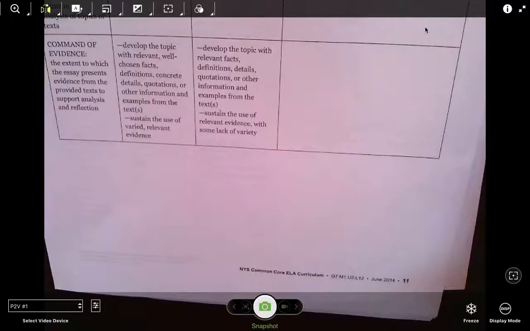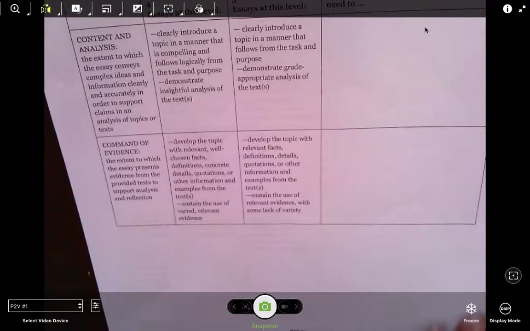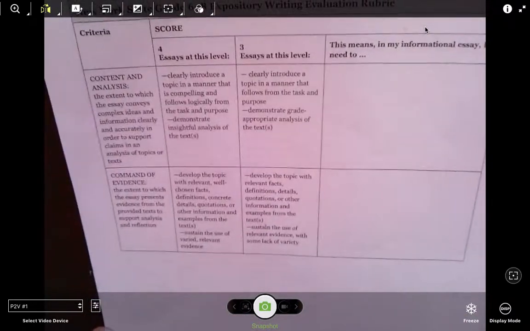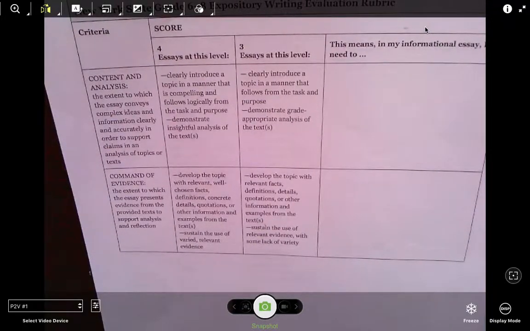All right, let's get into our lesson. Yesterday we looked at content and analysis, really talked about how a writer would introduce their essay as we are grading these model essays. We also looked at punctuation, grammar, the conventions of English.